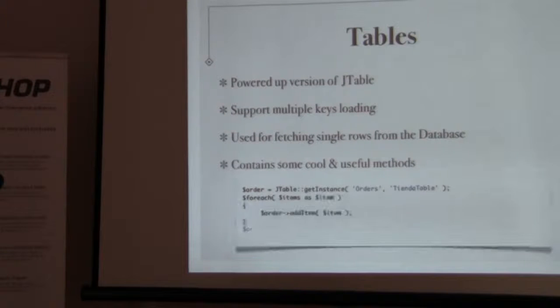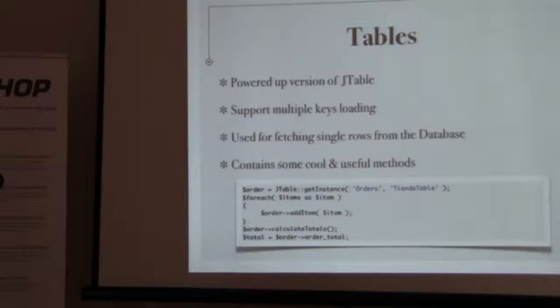On Tienda, you can do something like, no, there isn't an example here. Something like, I declare two different primary keys and load a row based on those two primary keys.